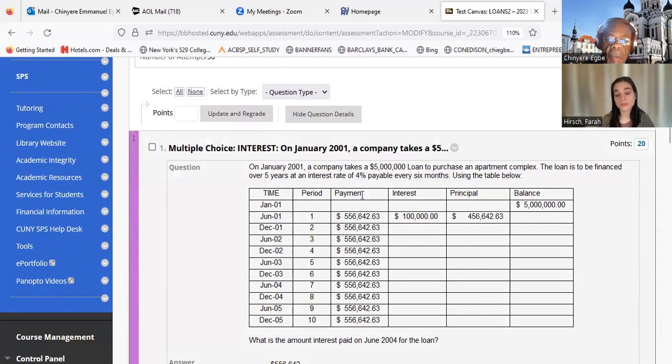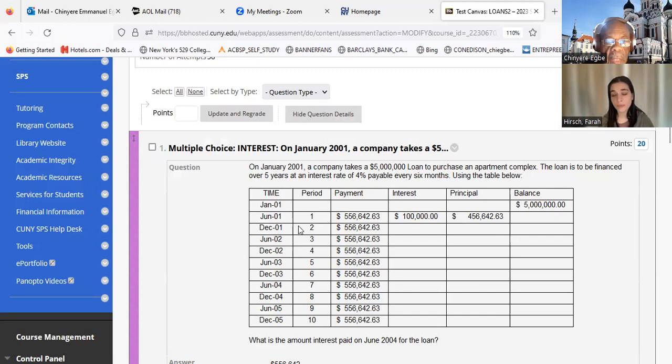You see, you have the payment, which is constant. You calculated the payment for you, so that's not the issue, right? And I did the first one. The interest rate is 4% payable every 6 months. So that means that you divide the interest rate by 2, because it's payable every 6 months. So every 6 months you pay half of the interest rate. If it was every quarter, then you would divide the interest rate by 4.